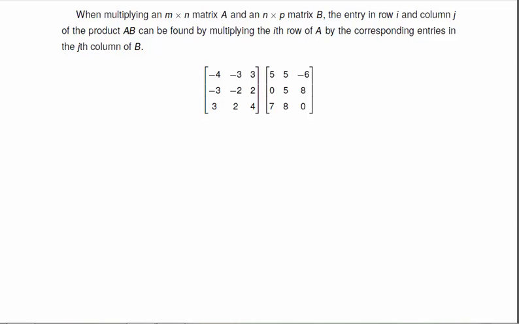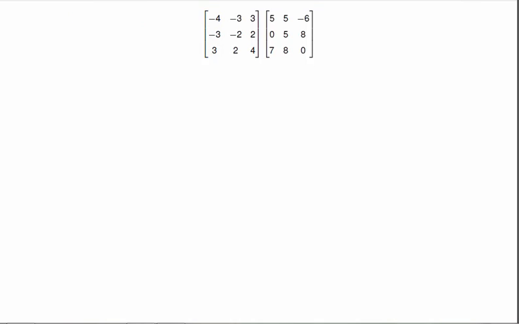So this time, when multiplying an m by n matrix A and an n by p matrix B, the entry in row i and column j is going to be found by multiplying the ith row of A by the corresponding entries in the jth column of B. So I'm going to multiply rows and columns. For this one, I'm going to start with the first row of matrix A and the first column of matrix B. -4 times 5 is -20. -3 times 0 is 0, and 3 times 7 is 21.